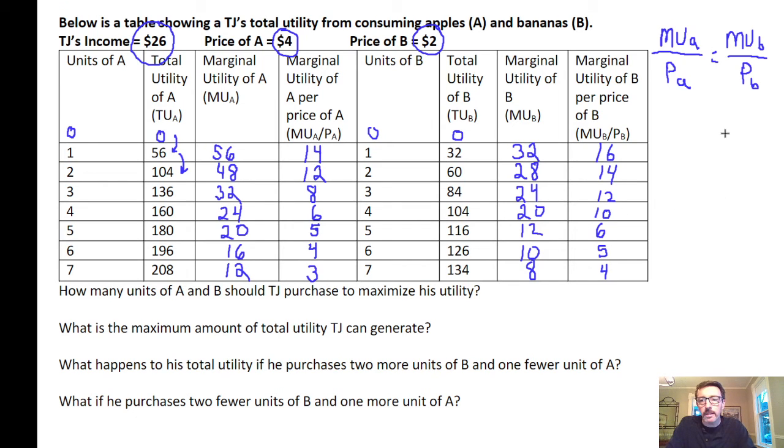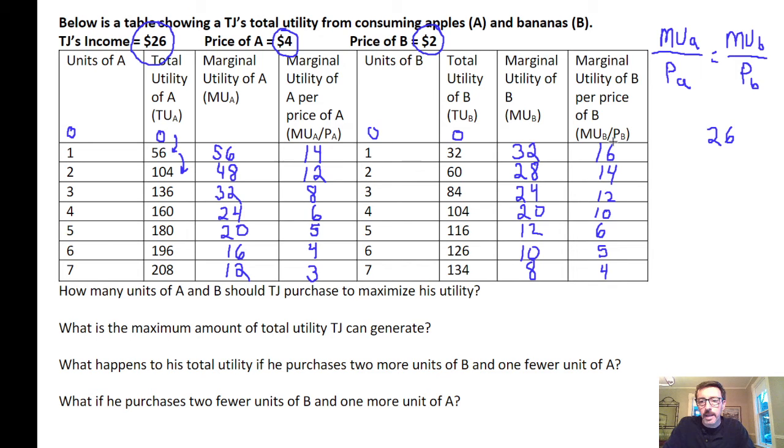I'm going to go ahead and write 26 right here because I want to make sure I don't overspend, and I want to make sure that I do spend all of my money. So we're going to think very methodically here. We're going to think about, should we buy one apple or one banana to begin with? And we discussed earlier that the first banana, even though it only gives us 32 points of utility, which is less than 56, per dollar, we're getting more from our dollars when we buy that first banana.